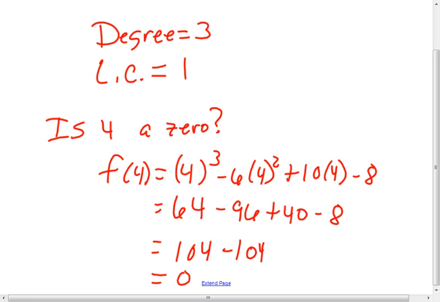So when you simplify and you get a 0, that means yes, 4 is a 0 of the function because we simplified by plugging in 4, and we get a 0. So the last answer would be yes. So the degree would be 3, leading coefficient would be 1, and then yes, 4 is a 0 of the function.